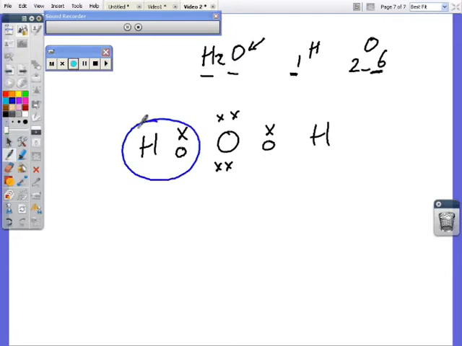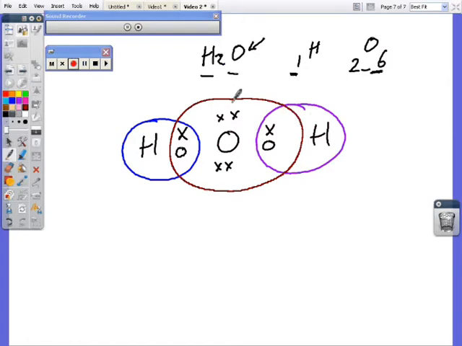So we have hydrogen, it has 2 electrons and is obviously happy there. We have hydrogen, again 2 electrons, happy there. And we have oxygen. Well, let's have a look. It's sharing those 2 with that hydrogen, and it's sharing those 2 with that hydrogen. That means the oxygen is also happy. So we have oxygen, single bond to hydrogen on one side, single bond to hydrogen on the other side.